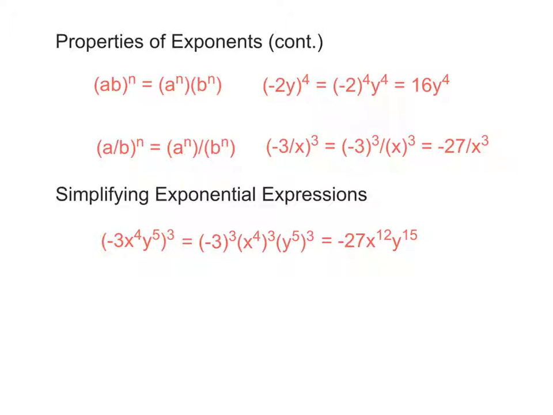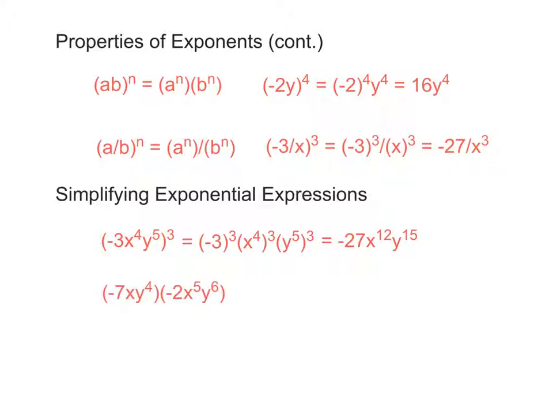So we take each of these. So minus 3 raised to the third is simply minus 3 times minus 3 times minus 3, or minus 27. X to the fourth raised to the third. Now remember that property. In this case, we multiply the exponents. So it's 4 times 3, or x to the 12th. And similarly, when I've got y to the fifth raised to the third, again, I multiply the exponents, 5 times 3, and I get y to the 15th. So here's one example of simplifying an exponential expression. Now let's look at another one.